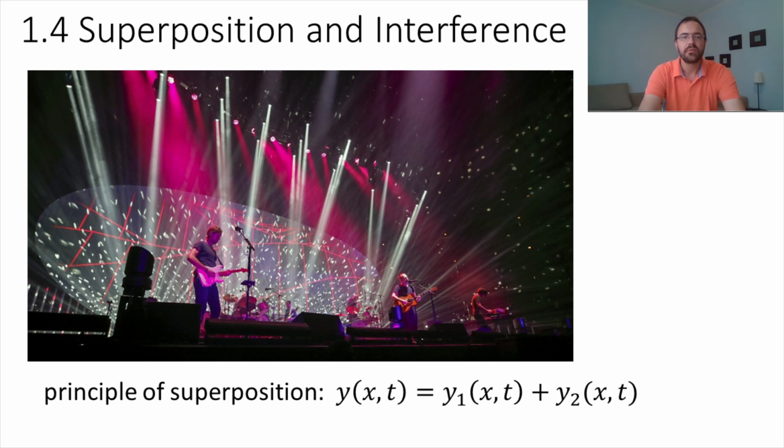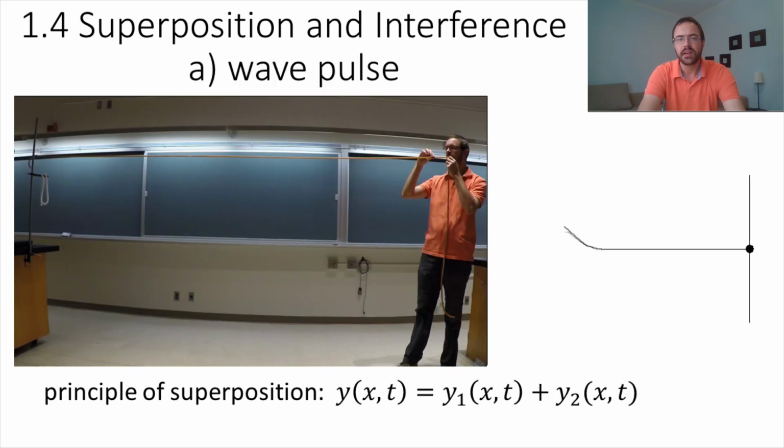Now we are going to have a full chapter on interference, but in this video I want to review two cases. The first one is what happens when a wave pulse arrives at a fixed end. For example, let's look at a wave pulse I create on this string. When the wave pulse arrives at a fixed end, you can see that the pulse is reflected, but the sign of the displacement is inverted.